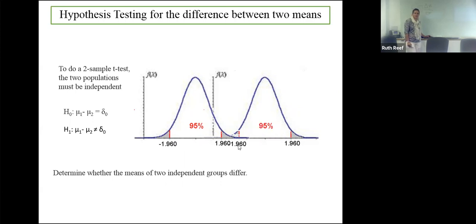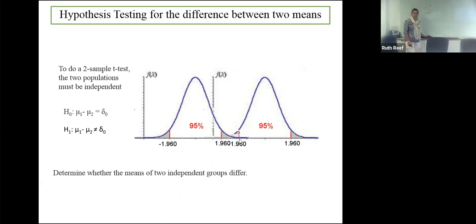What I'm trying to determine is whether the means of these two samples are different. And remember, we said that if I have a t-value that's above 1.96 or 2, this is where my 95% confidence interval sits for the hypothesis, the probability.